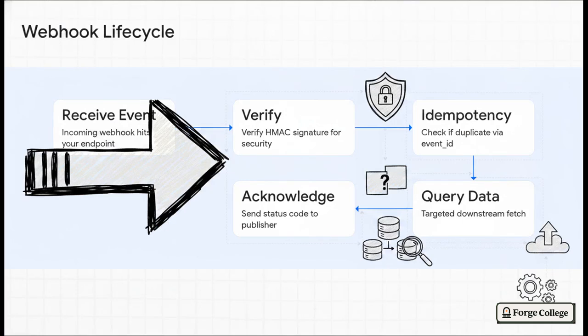Okay, so we've got our VIP system in theory, but now we have to actually build the front door. When a request hits your server, it needs to go through a super strict sequence. Step 1, receive the event. Step 2, verify the signature. This is your absolute non-negotiable security checkpoint. Step 3, do an idempotency check, just to make sure it's not a duplicate. Step 4, query your targeted data. And finally, Step 5, acknowledge delivery back to the publisher. If you skip any of these, or honestly even just do them out of order, your whole architecture is going to crumble under pressure. This right here is your blueprint for production stability.